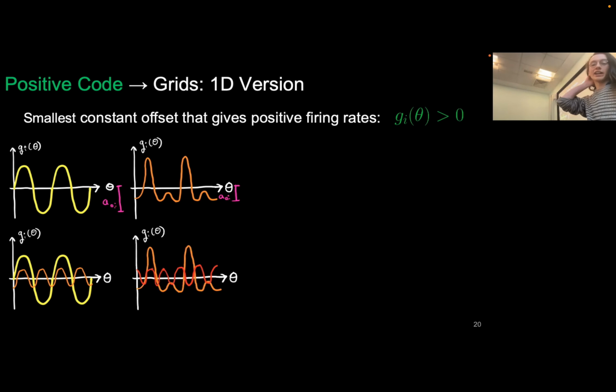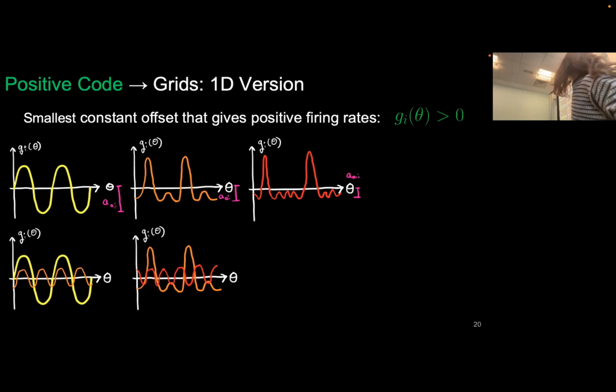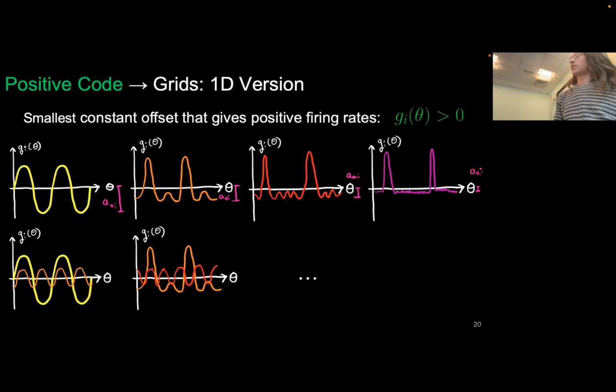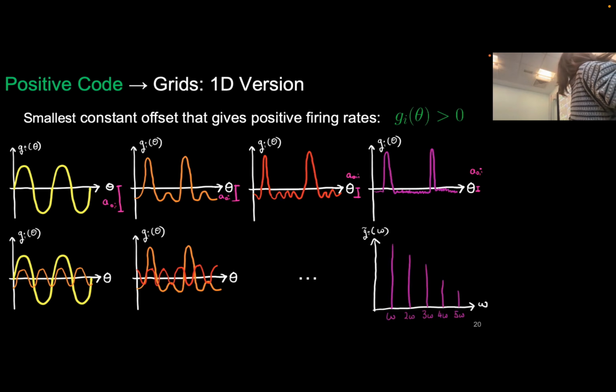And you play this game again, and you're like, oh, how can I make the orange one easier to positivize? Something that adds up all of the troughs, which is this 3 times the base frequency peak, making this red curve, which is again easier to positivize. Okay, and you keep repeating this argument, and you get something that looks a lot like a 1D grid cell, whose frequency spectra are some base frequency with the harmonics at decreasing amplitudes.